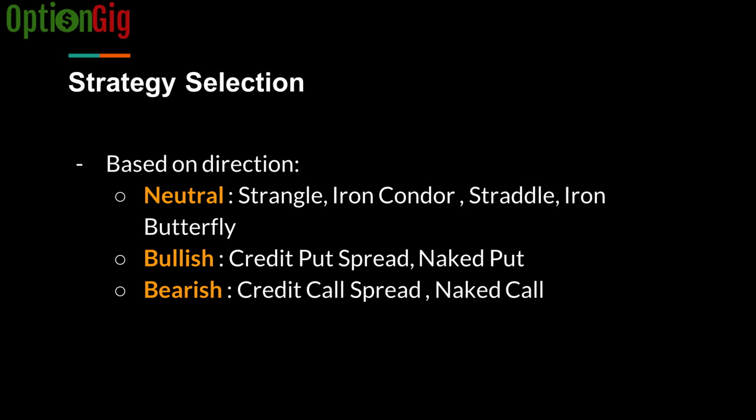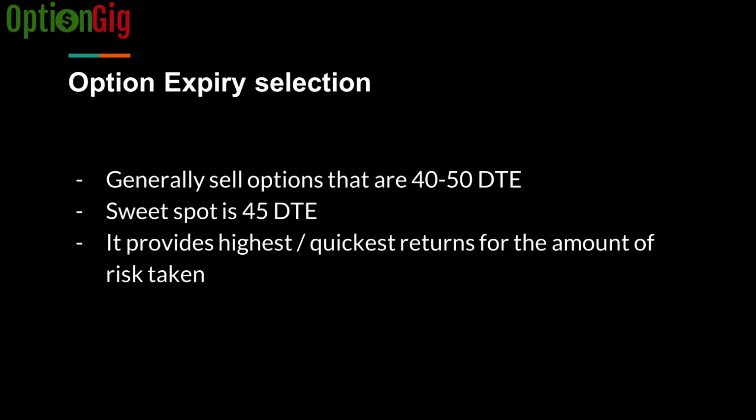And lastly, once you know your strategy, the next thing is, which option expiration period should I select? Should I pick a weekly option? Should I pick next monthly options? Should I pick options which are 90 days away, or maybe 12 months away? Generally, to sell options, I look at the option contracts which are expiring within 40 to 50 days. Sweet spot is 45 days to expiration.